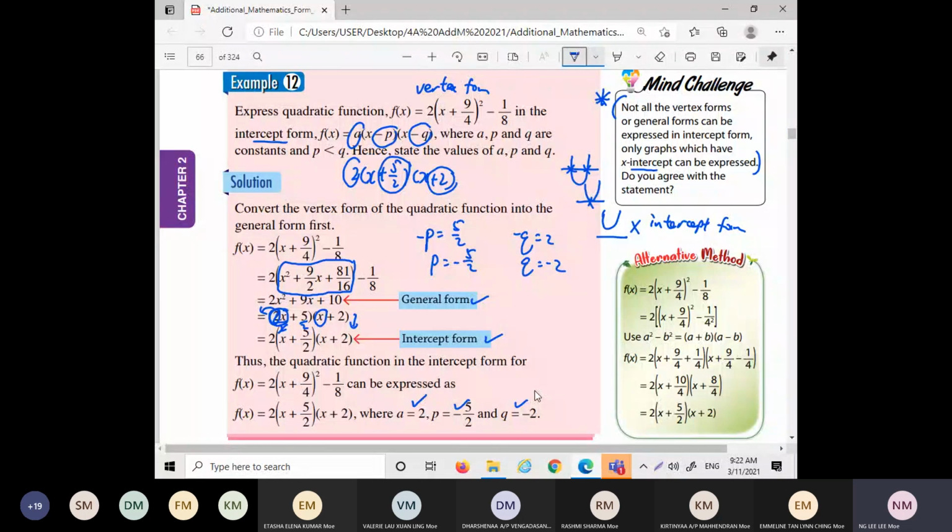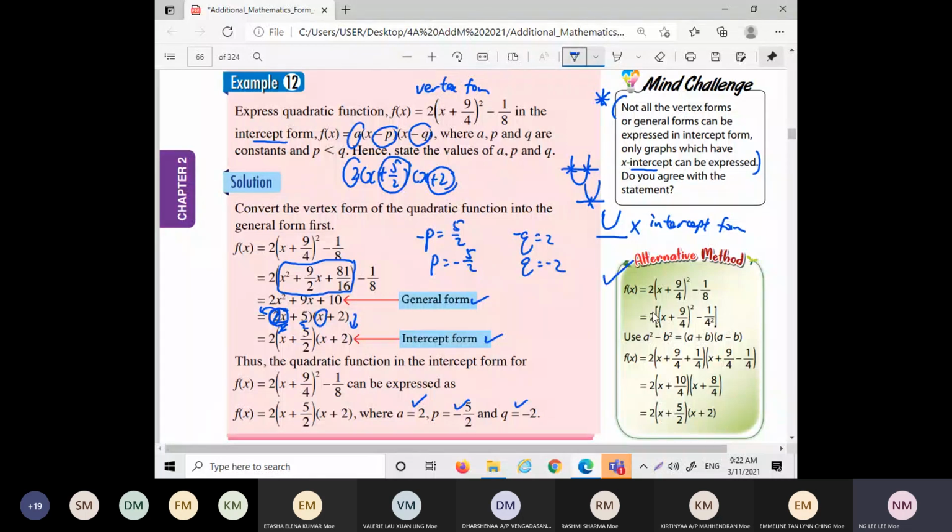Okay, this is another alternative method for these questions. But you see, it's more complicated. This one they skip the general form, from the vertex form directly you get the intercept form. So first of all, you must express this one, 1/8. A bit complicated.